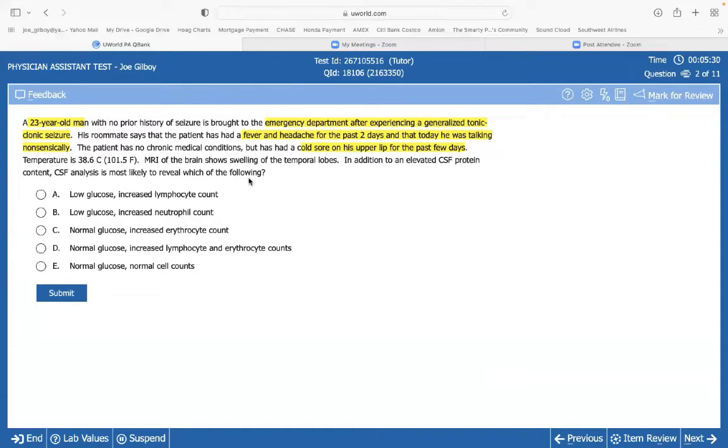Everybody see this? So he's febrile. And let's just say you don't know what swelling of the temporal lobes means. You go, Joe, I don't know. Okay, drop it. So in addition to elevated CSF protein content, you've got to start thinking. This is when they do that analysis. Okay, guys, common sense. So he's 23, right? He's got a fever and a headache and cold sores. So you're probably going, Joe, it sounds viral. The cold sores, maybe it's herpes. Okay, I'll go with you.